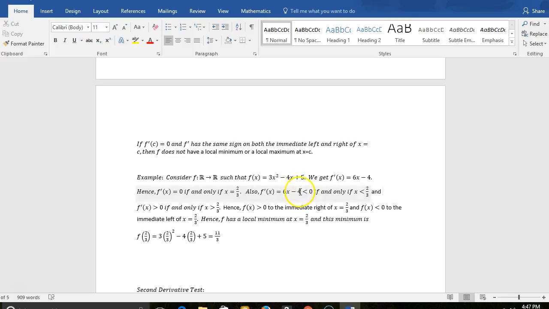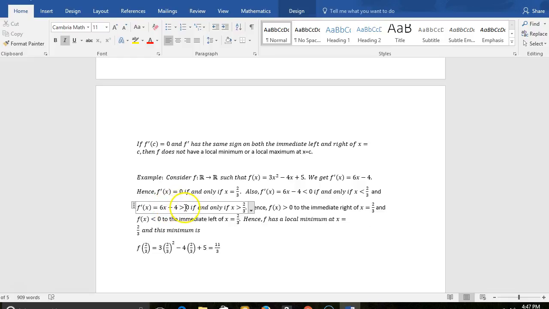You solve that inequality from algebra 2. That's equivalent to saying x is less than 2/3. They're one and the same thing. That's what if and only if means. And conversely, f prime of x equals 6x minus 4, and 6x minus 4 greater than 0 is the same thing as saying x is greater than 2/3. These are one and the same.